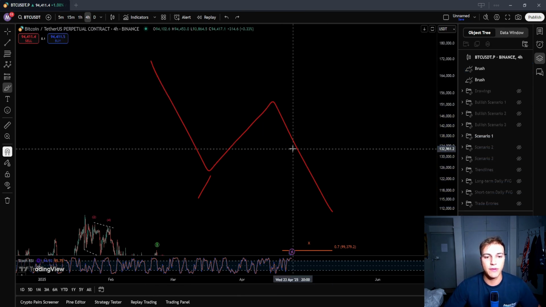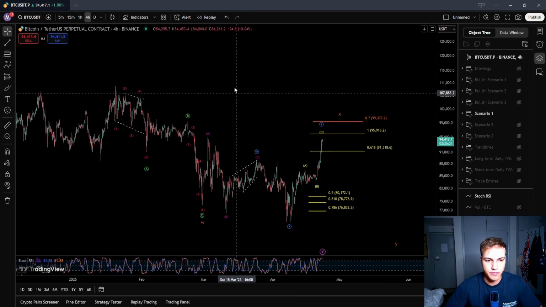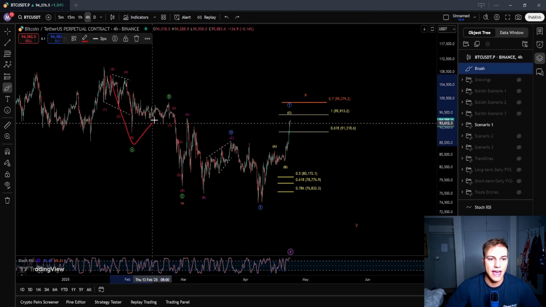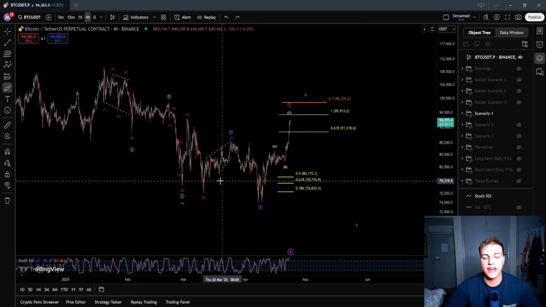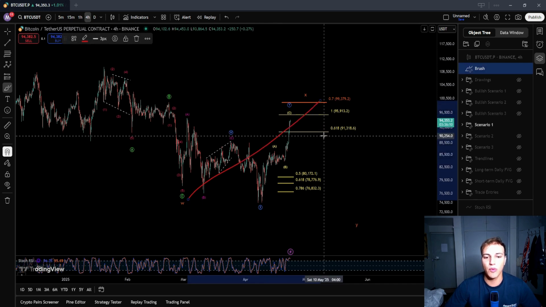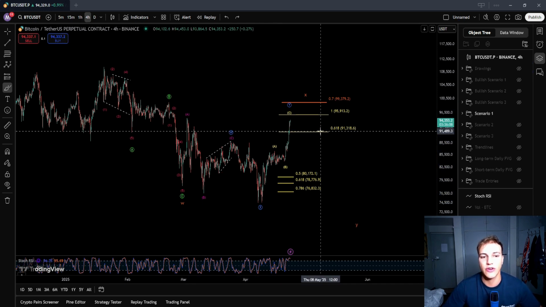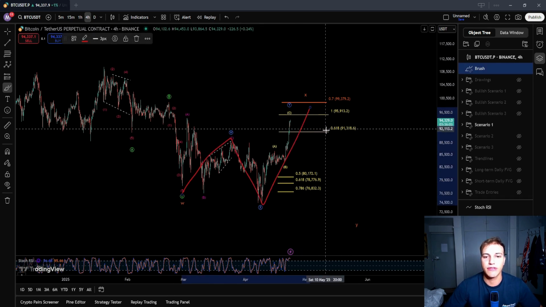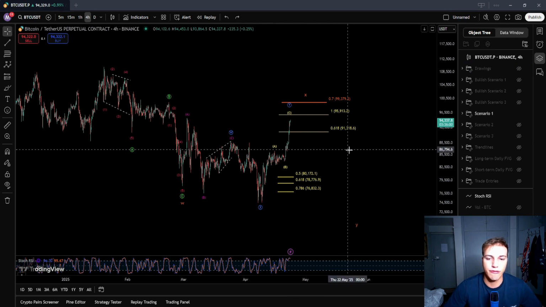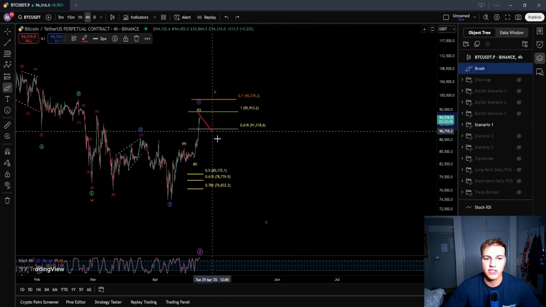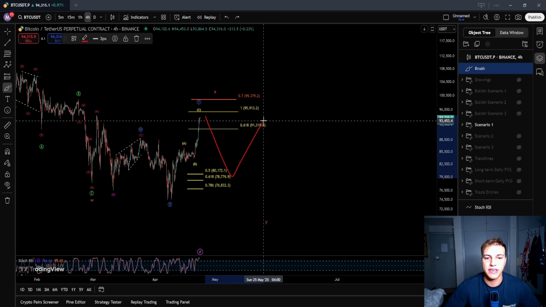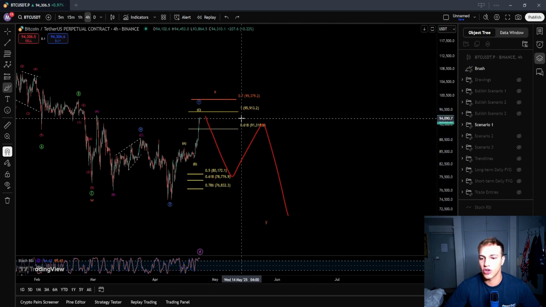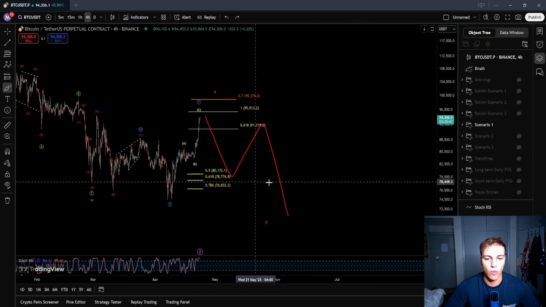So if we look at our structure at the moment, we can see that we have a W going down in an A, B, and wave C. Then an X going up, which we have labeled now. Remember, X can be any corrective structure. We have labeled it a W, an X, and a wave Y. And then we are looking for now another wave Y to the downside in an A, B, and a wave C. This is what our standard target looks like for this wave Y.